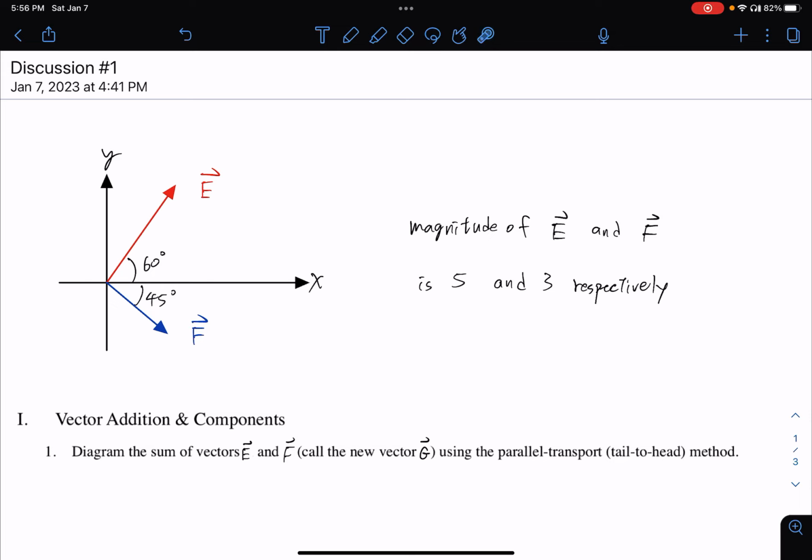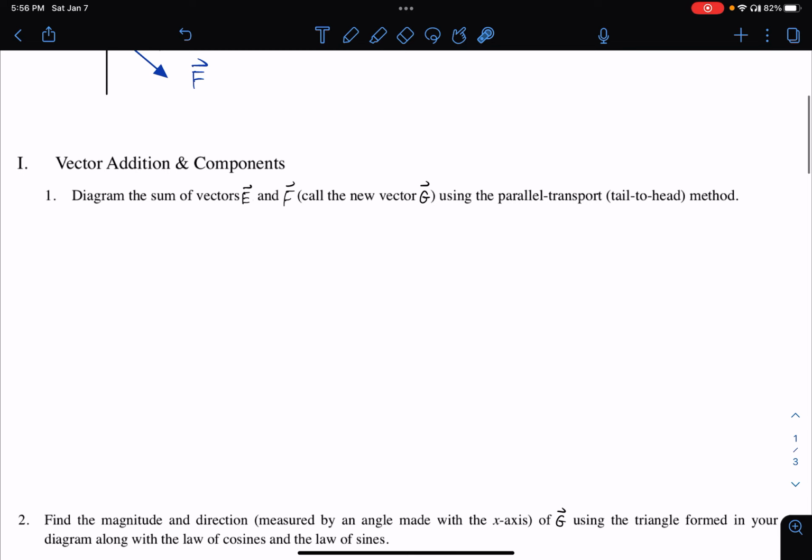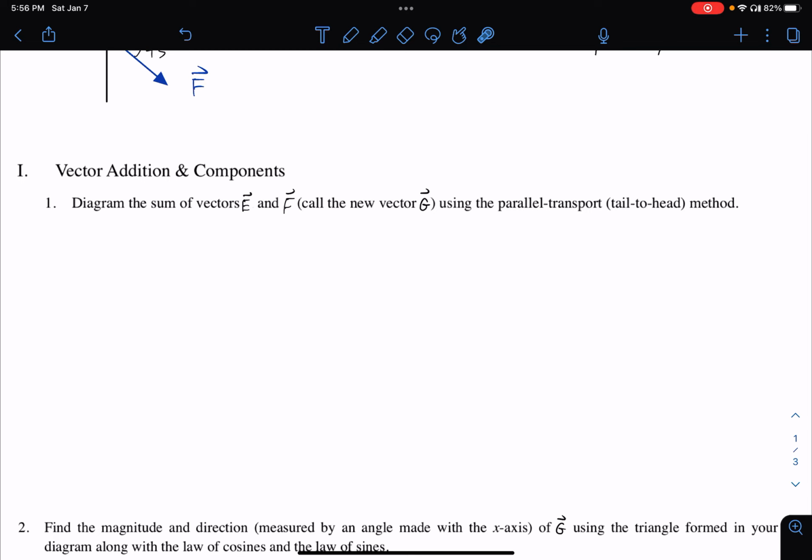In this video, we're going to use vectors E and F instead of A and B to do our calculation as an example. They have magnitude 5 and 3 respectively. So the first question asks us to add vectors E and F into a new vector G using parallel transport.